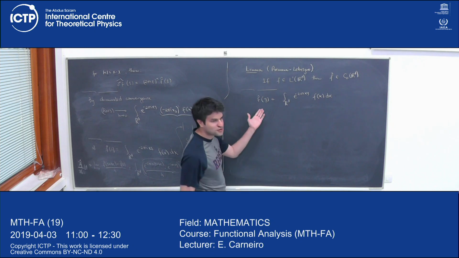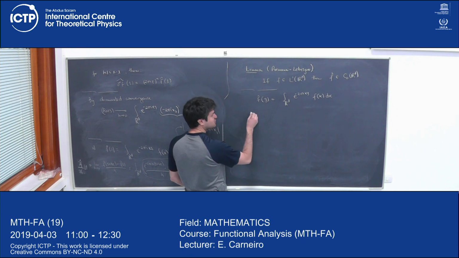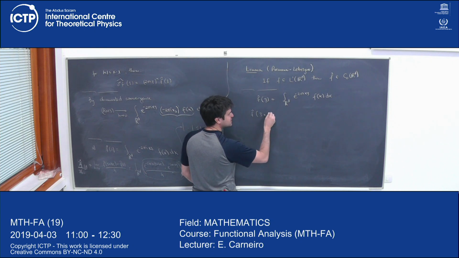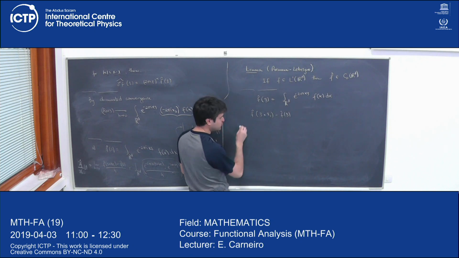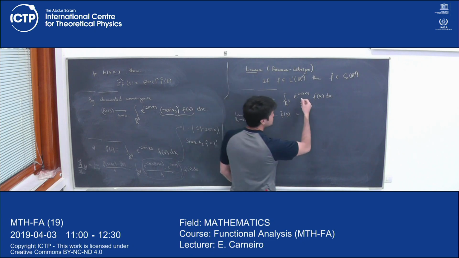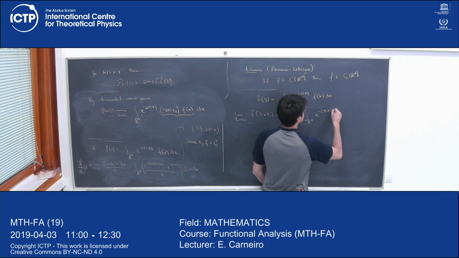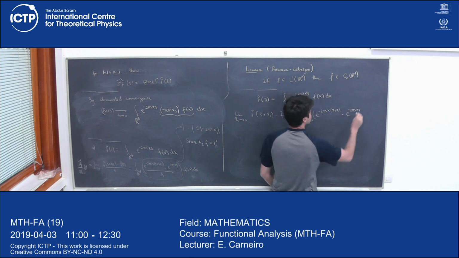Proving that such a function is continuous in the variable ξ is, again, the dominated convergence theorem. You have to understand f hat of ξ plus ξ1 minus f hat of ξ, when ξ1 tends to 0. Let me just put in the formula: e to the minus 2πi x(ξ plus ξ1) minus e to the minus 2πi xξ.